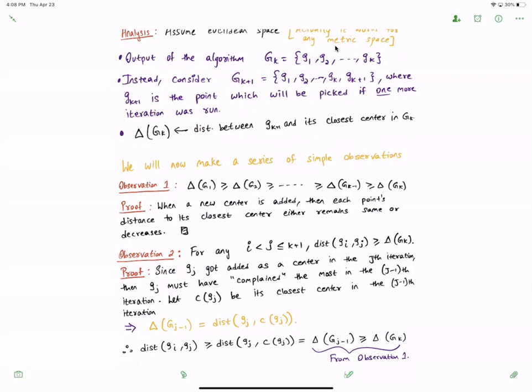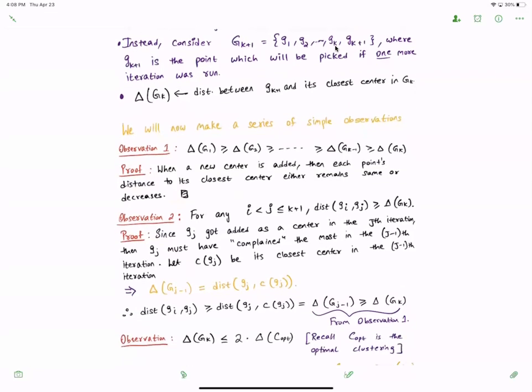Okay, good. Now we are ready to prove the final observation. And now we want to show that this actually leads to a two-factor approximation.